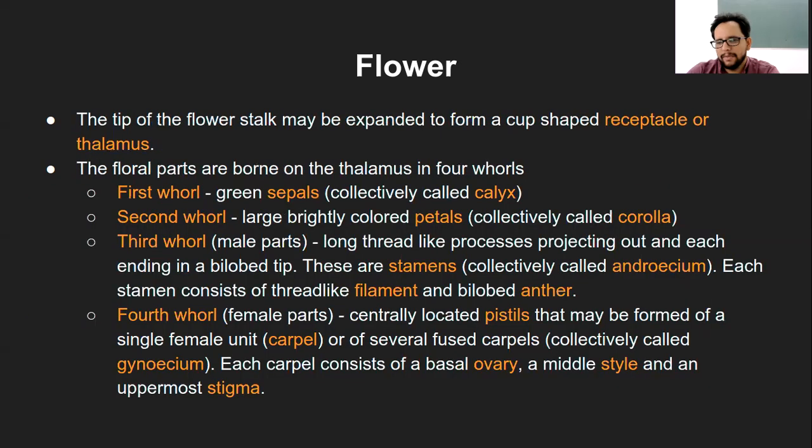So that was the flower. Now there are several parts of the flower. Like you said, you already know quite a few of them, but just to quickly go over them. Now the tip of the flower stalk, that is the upper part of the stalk, may be expanded to form a cup-shaped receptacle or thalamus. Usually at the base of the flower and at the end of the stalk, you have a little cup-shaped structure that is called a receptacle or thalamus.